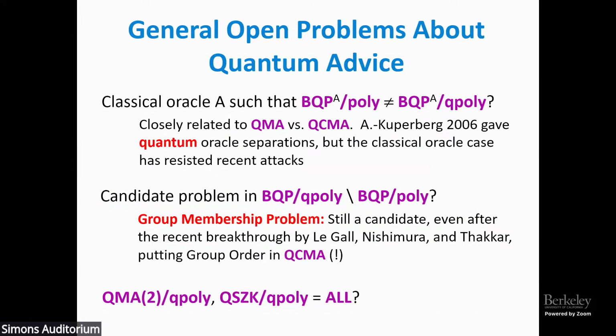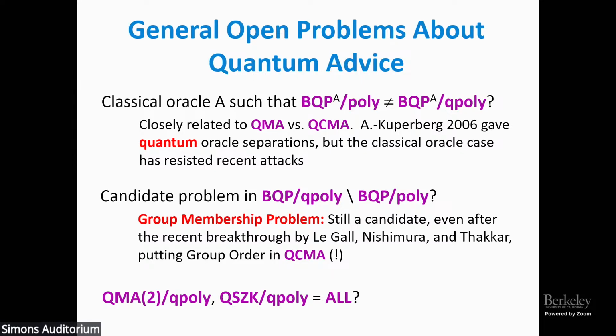There are also lots of general open problems about quantum advice that remain open. A well-known one: is there a classical oracle relative to which BQP/qpoly is larger than BQP/poly? This is very closely related to the open problem of separating QMA from QCMA relative to a classical oracle. Greg Kuperberg and I gave quantum oracles that separate these classes, but the classical oracle case has resisted recent attacks. Can we give just a concrete candidate problem that is solvable with quantum advice, but not with classical advice?